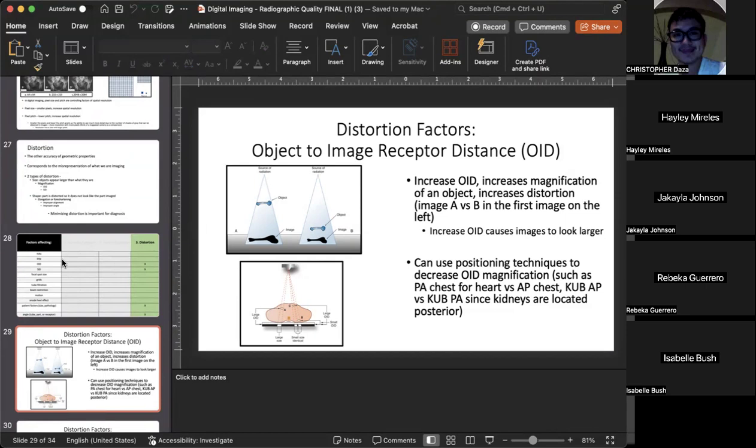With distortion, if you increase OID, you increase magnification, and that increases distortion. You can see in the image here, again, you could use the flashlight with your hand to showcase it. The closer the object is to the image receptor, the better it is as far as magnification. The larger the OID is, the more likely it looks bigger than it appears. That's what you're seeing in these images here.